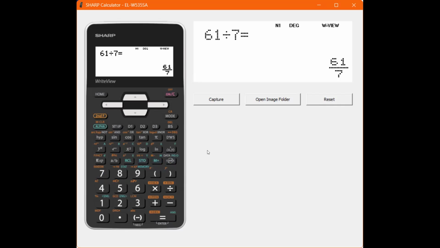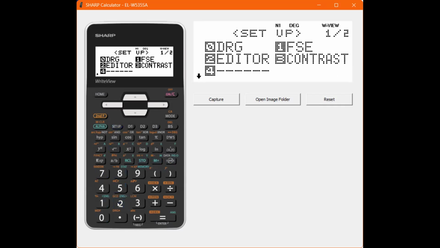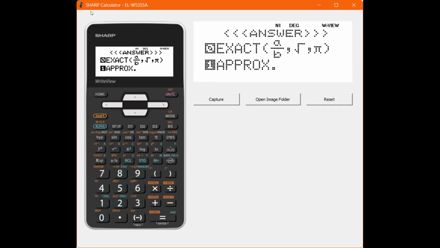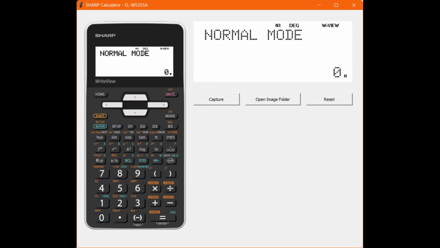Okay, to go back to the way it was set up before, you can press setup, 2 for editor, 0 for right view, so exactly the same, except now you're going to choose exact instead of approximate.